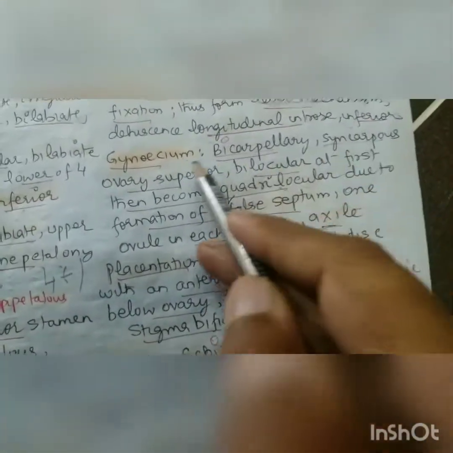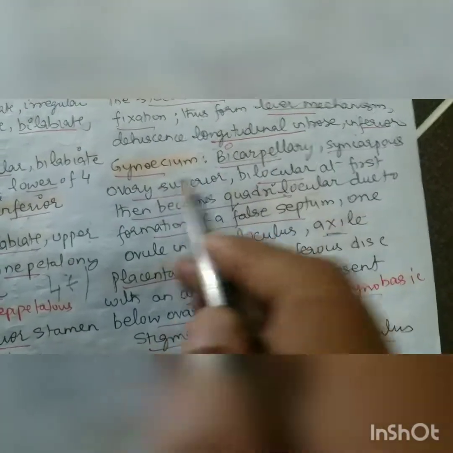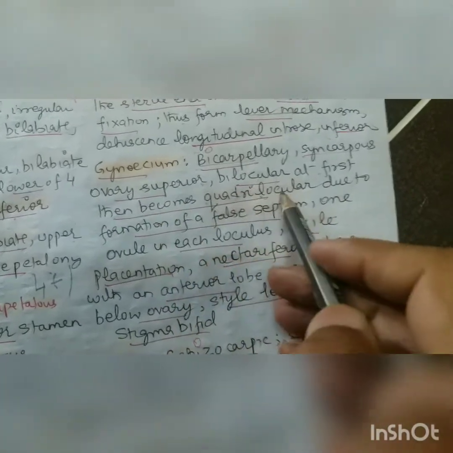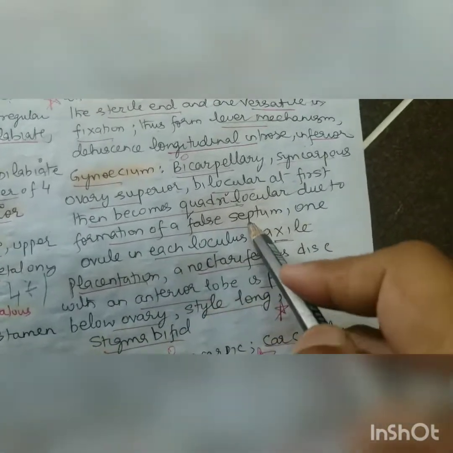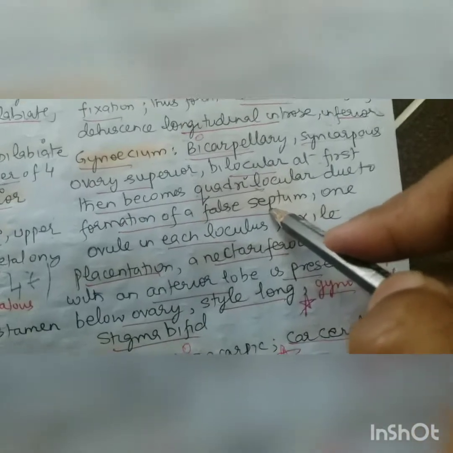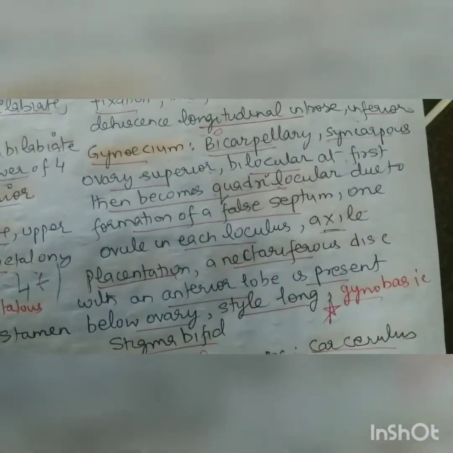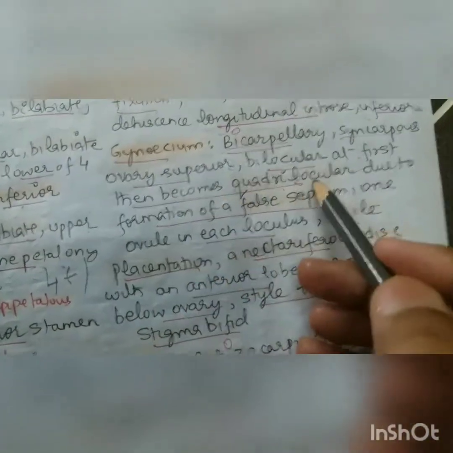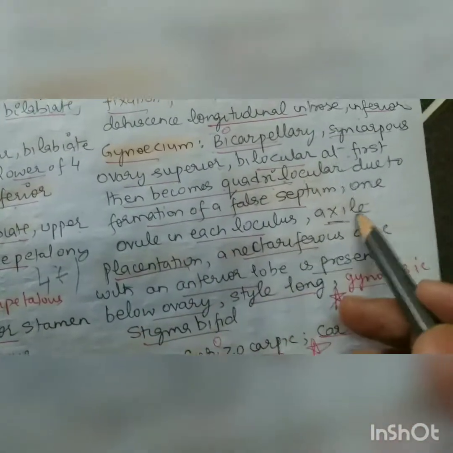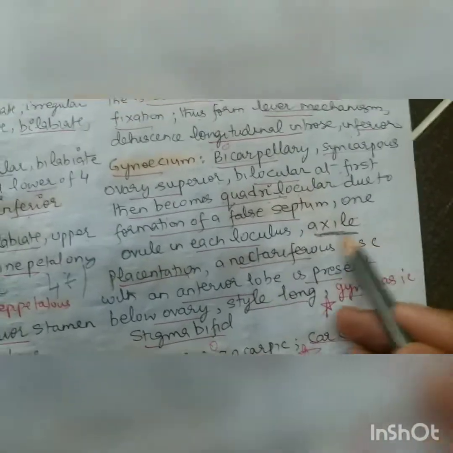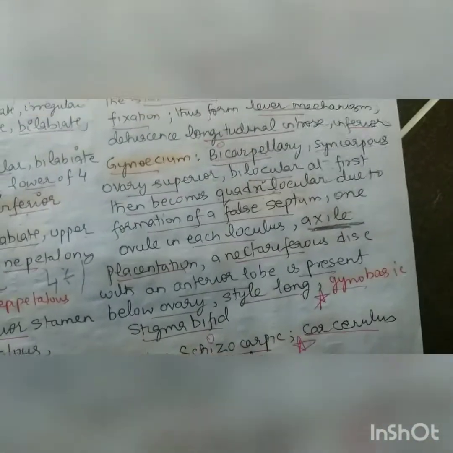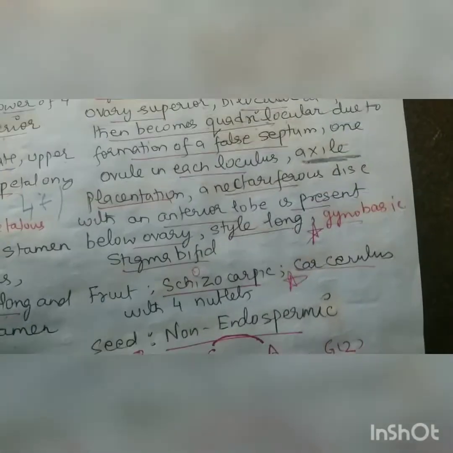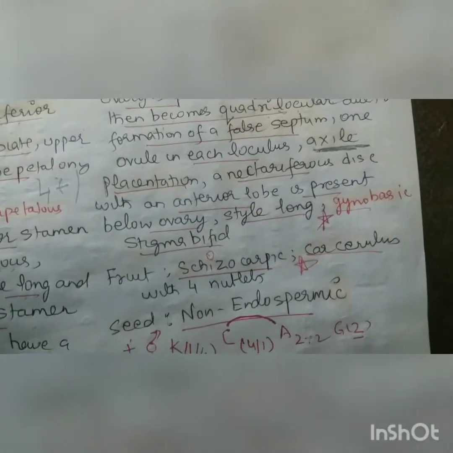Then we have the gynoecium, bicarpellary, syncarpous, ovary superior, bilocular at first. Then it becomes quadrilocular due to a false septum. The same we did in Brassica also, the false septum is formed, but there it forms a bilocular ovary with parietal placentation. But here bilocular is formed, but then it becomes quadrilocular and the placentation becomes axile. So there are a few changes between Brassica and here, right? And then there is a nectariferous disc with an anterior lobe present below the ovary.